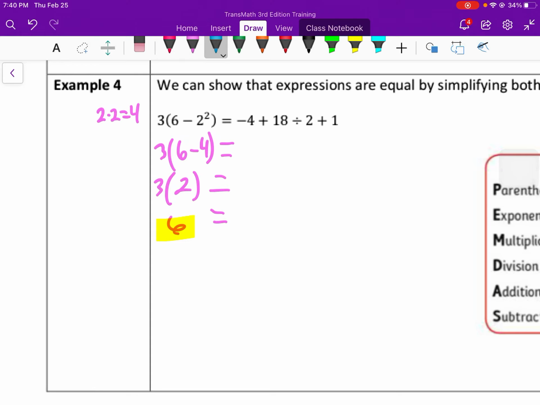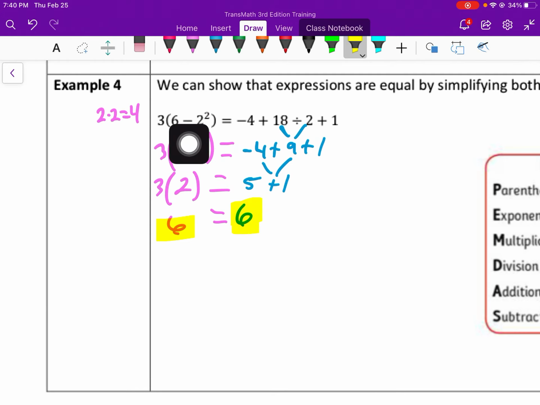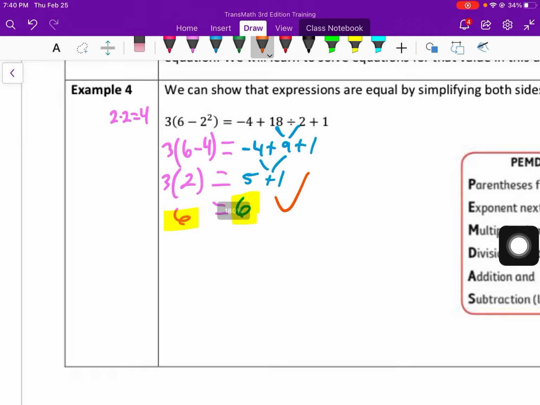So let's check. First step on this side will be to divide. So negative 4 plus 9 plus 1. We have a difference here, and we must go left to right. So negative 4 plus 9. The difference, it will be positive. The difference between 4 and 9 is 5, plus 1. 5 plus 1 is 6. So good, we found that these two expressions are equal to each other because we simplified both sides, and 6 equals 6. And that is true.